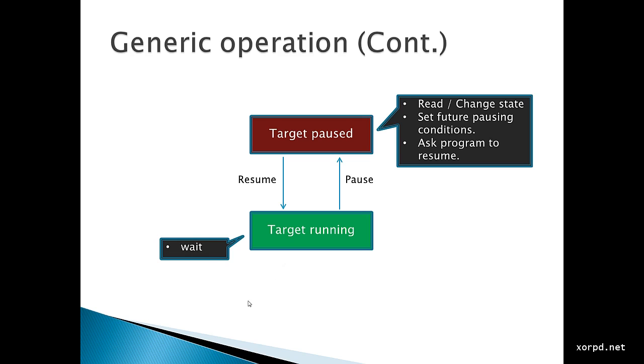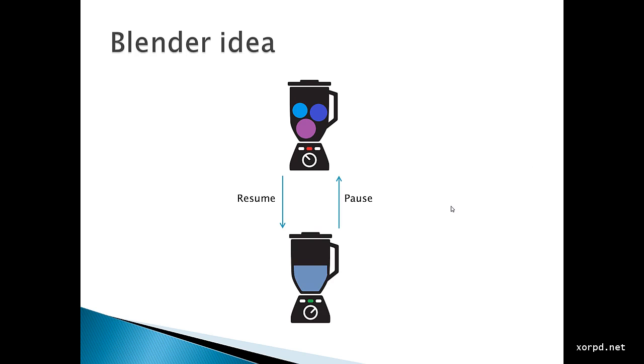Some people ask, how come during the running state we can't do more things? For example, how come we can't read or change the state during the running state of the target? Let me explain this with an analogy, the blender analogy. Assume that you want to make a fruit shake using a blender. The blender always has two different states. It can either be paused, which is this state, or it can be in the running state.